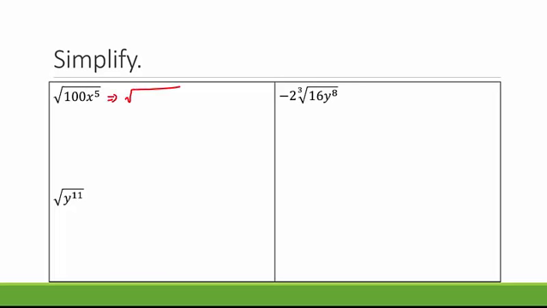So let's rewrite that. The next exponent smaller than 5 that is divisible by 2 is x to the 4th. So to rewrite x to the 5th in terms of x to the 4th, I would have x to the 4th times x to the 1st. That's the same thing as x to the 5th. Now, like we just said, the square root of 100 is 10. I can now take the square root of x to the 4th because I can divide that exponent by 2. It will be x squared. And then the x here will be left underneath the radical.